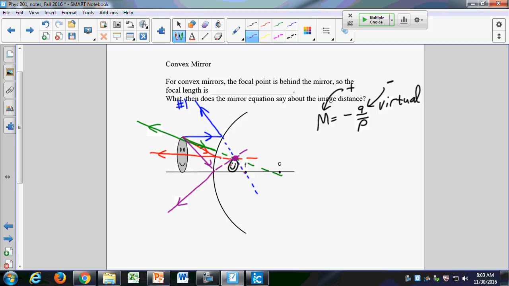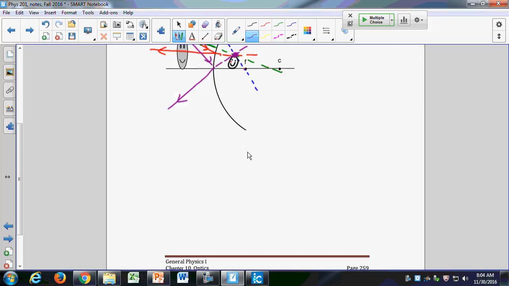If I have an upright image, it has to be virtual because in order to be upright, that means that Q has to be negative. In order for M to be positive, Q has to be negative. Okie dokie? I look sort of zoned out on this. I think we have some clicker questions.